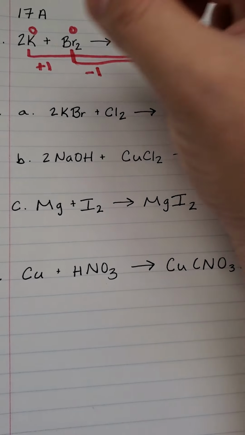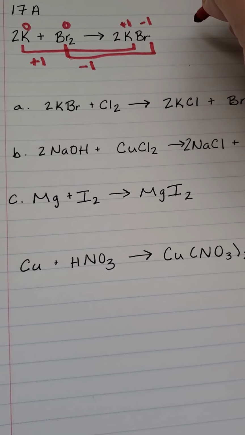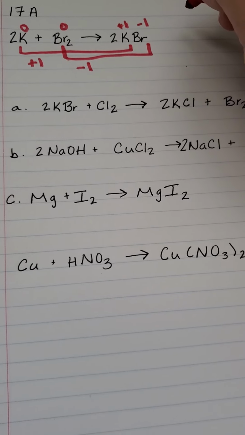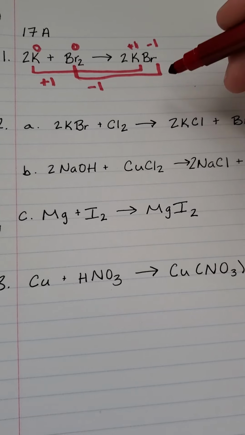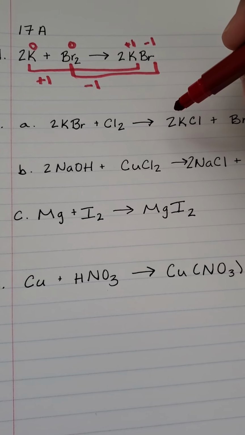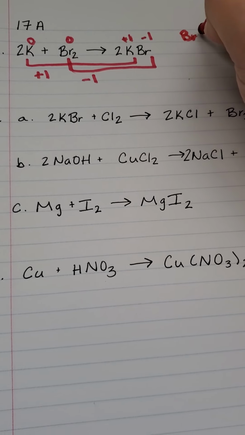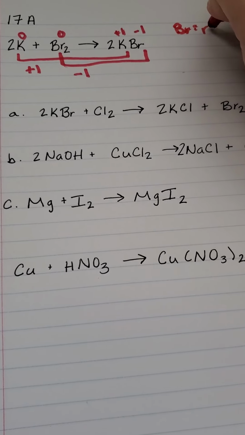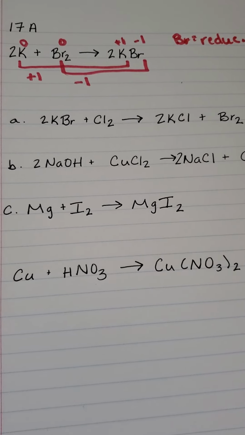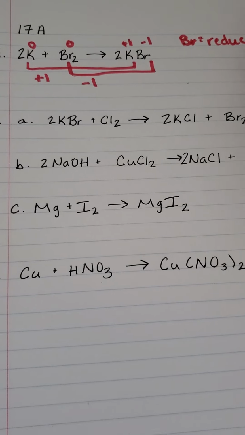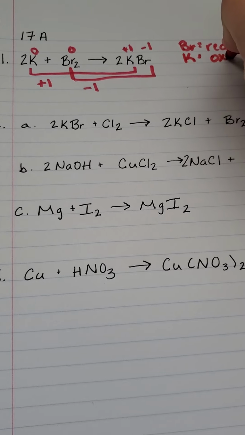Okay? So that means that potassium is losing electrons. First ask what's reduced. Which one of these has the oxidation number going lower, or is being reduced, meaning it's gaining electrons? That's going to be bromine. So Br equals reduced. And then for potassium, potassium is giving away its electrons. It's losing. Losing electrons is oxidized.